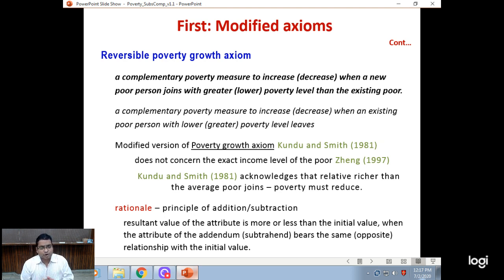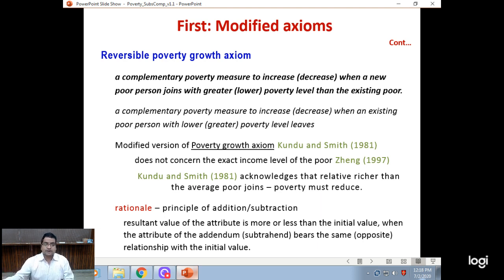There is a poverty growth axiom in the conventional measure. It would say, if a poor person joins the society, then poverty should increase. Obviously, for a poverty measure which concerns only the poverty of the poor, we need to know the person who is joining the poor, whether he or she had a poverty level which is more or less than the average poverty level of the people they are joining. So this is again quite straightforward.